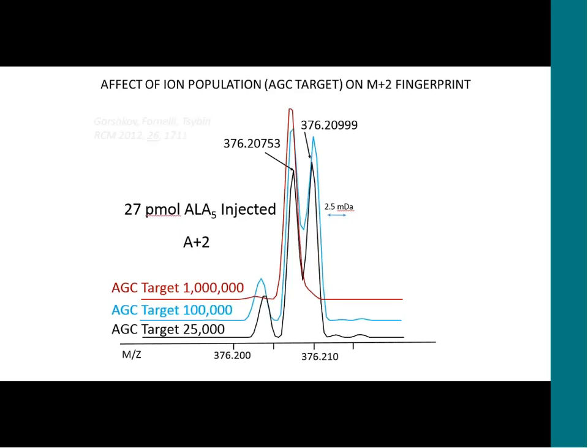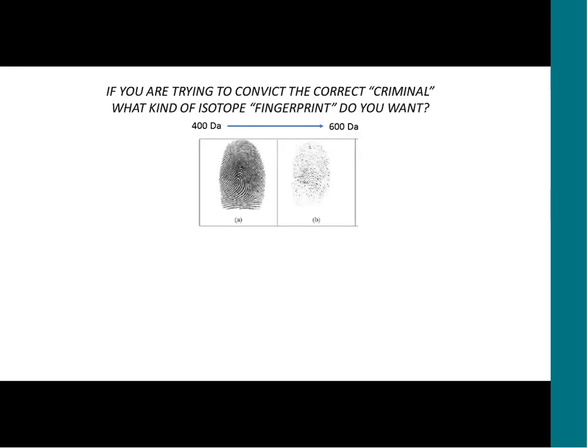This is a critical issue. And in fact, this phenomenon was reported back in 2012 by Gorshkov, Fornelli, and Seibin, and the reductions in AGC targets that I needed to use were fully consistent with what these previous workers had shown. So it's always nice when you fall upon something and go dig into the literature to find support for what you're observing.